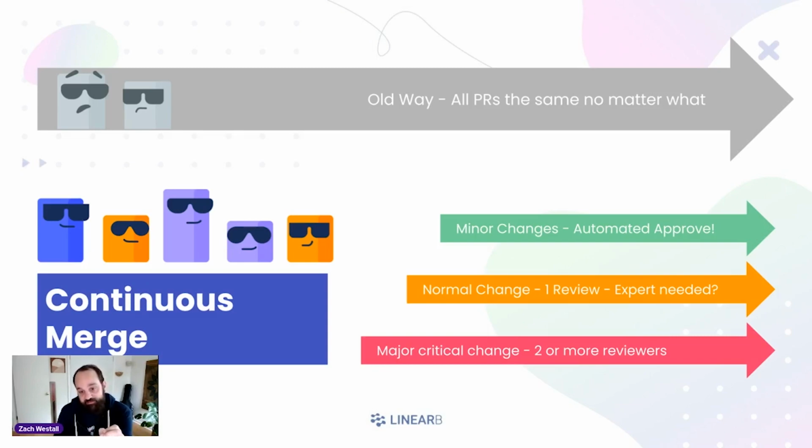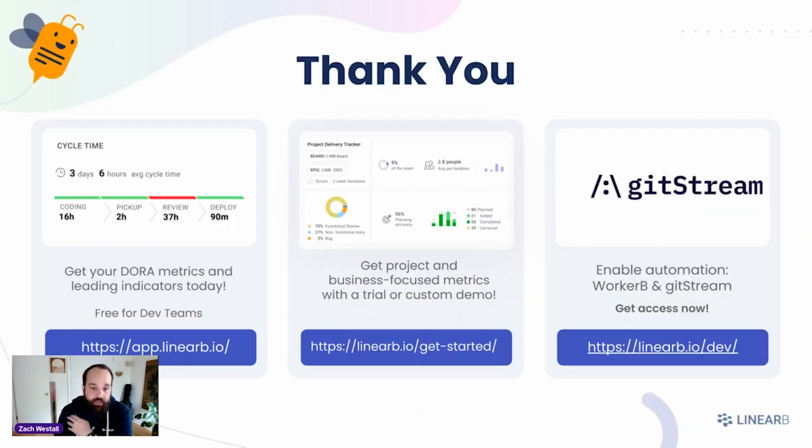It'll automatically identify that this is a major critical change. 2 or more senior devs need to review it before it gets merged. And it'll automatically find the available resources and automatically assign them the work to do that. So it's just a more intelligent way to handle the PR process.